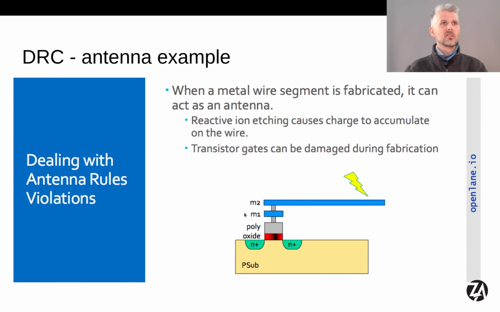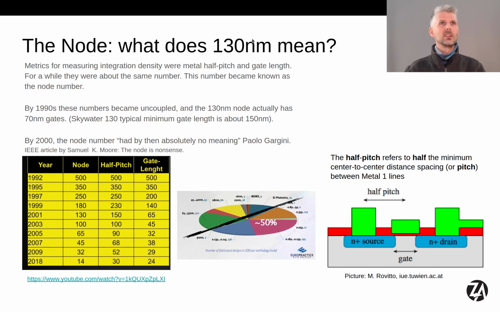So just to finish, let's talk a little bit about the node or the process. What does this 130 mean? Because I was sure that the 130 had to map to something physical on this chip, and it used to. It used to be that the node meant the half pitch and the gate length, which used to be the same number. So the gate length is that distance that I just measured, the 150 nanometers, and the half pitch is the distance, the minimum spacing on the metal layers.